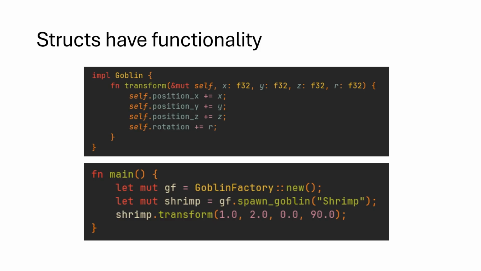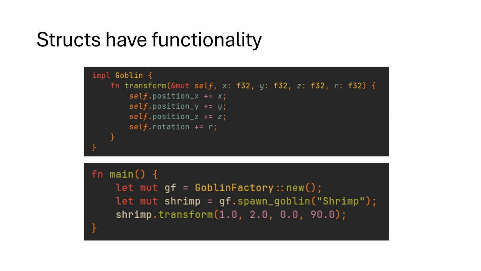And these structs, in typical object-oriented fashion, have their own functionality. So in the top picture, you see that we are implementing Goblin and giving it a function called transform. And this transform takes itself and mutates it to the new values that we're giving it. So we're adding X, Y, Z, and rotation to the current values in order to move and rotate the goblin. And then in the main function, you can actually see how we would use what we've written here so far. So we would create the goblin factory, and then we would use the goblin factory to spawn one that we named shrimp for no reason.